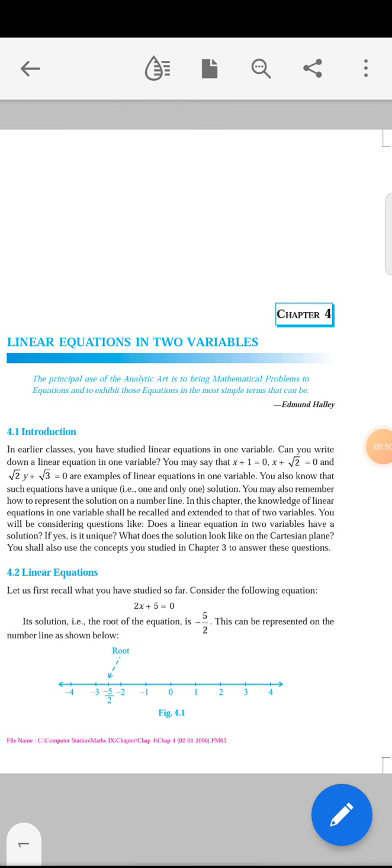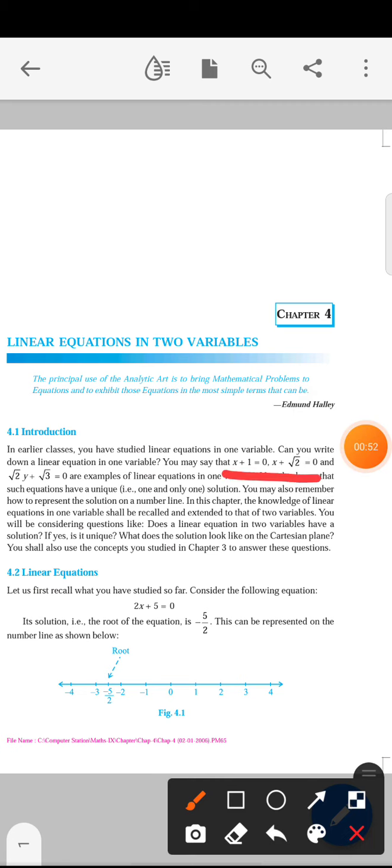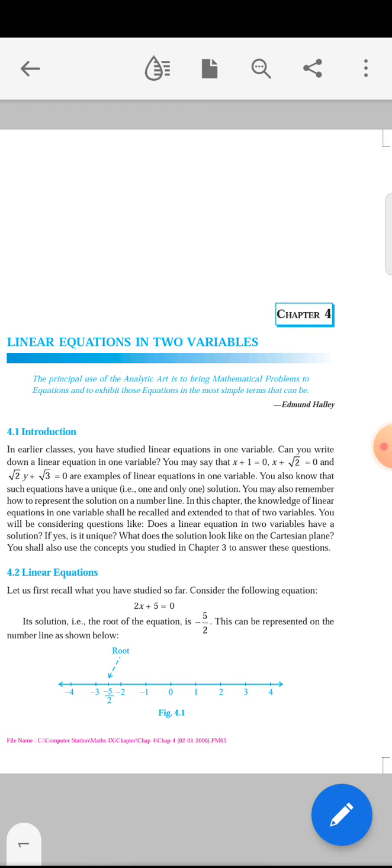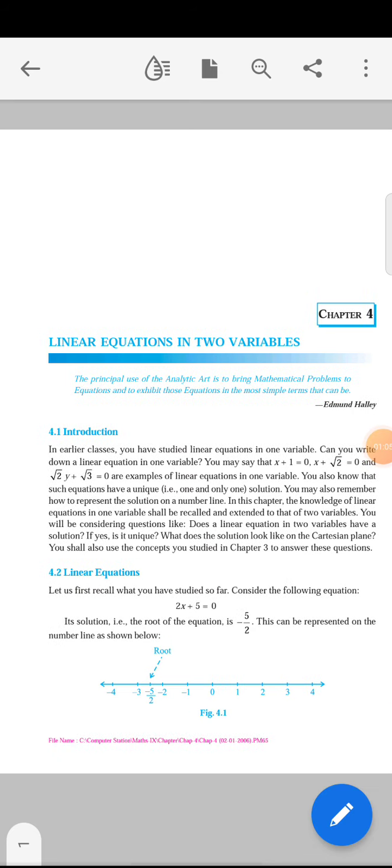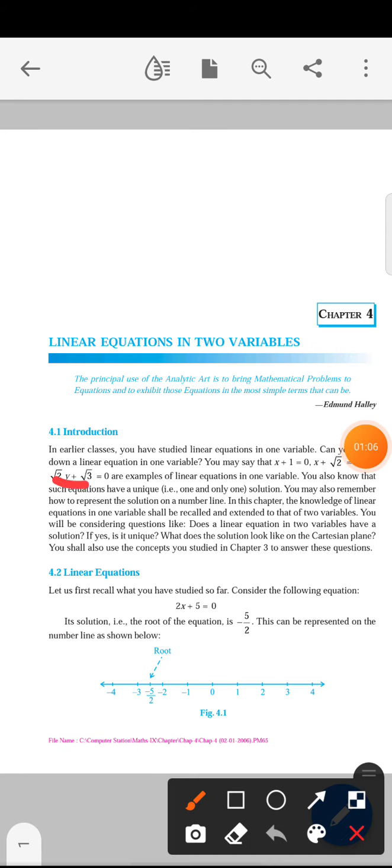x plus 1 equal to 0 is given, no? See carefully: x plus 1 equal to 0, x plus root 2 equal to 0, 2 root y plus root 3 equal to 0. 1, 2, 3. These are the three linear equations which are given there. So you can see one thing there: there is only one variable.